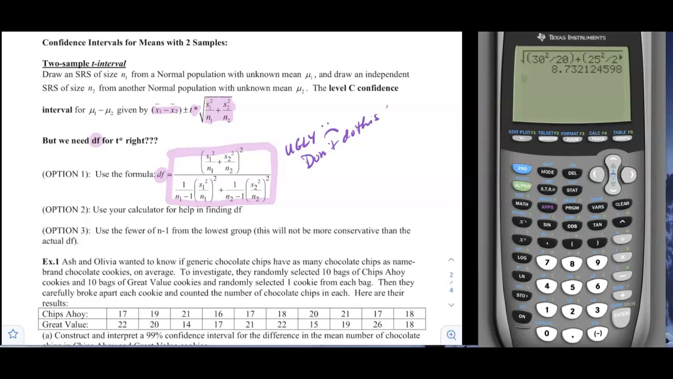an easier one. So option 2 is to use your calculator. Yes, that's the one we really want to use. And then if you're truly desperate and your calculator dies, you can use the fewer of whichever sample size is smaller, subtract from 1. You'll be conservative, but then you could use table B or whatever is the table that includes the degrees of freedom. Okay, so we really want to do option 2 where we just have our calculator do it for us.